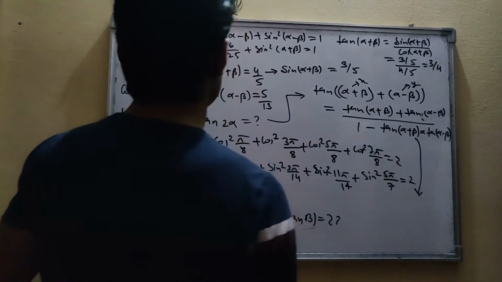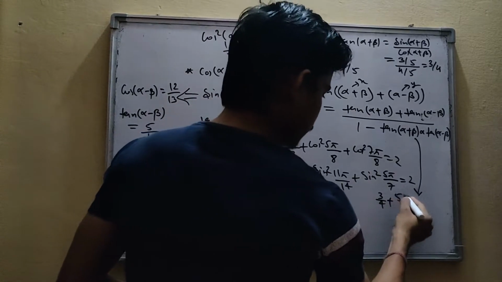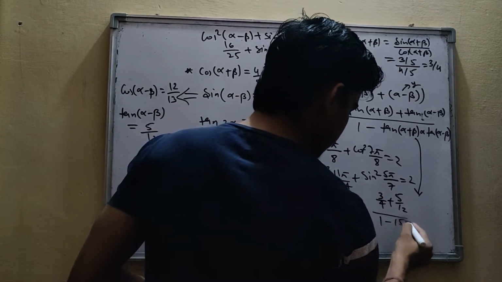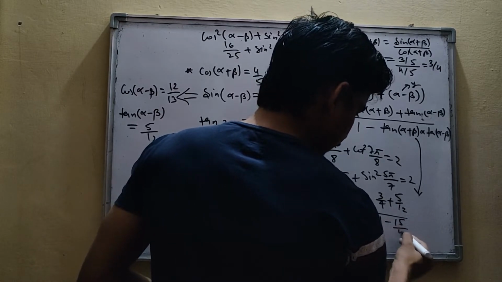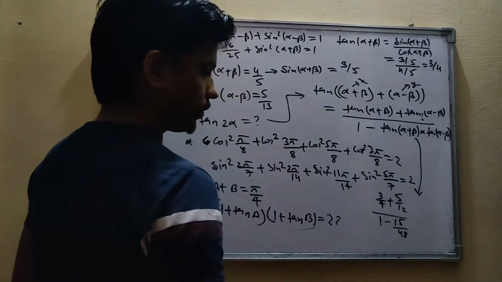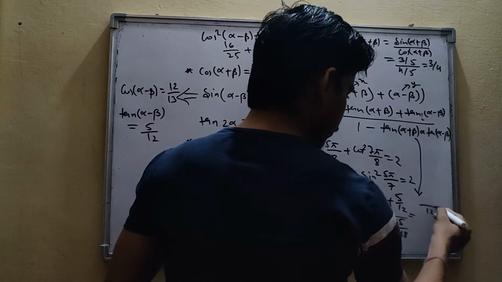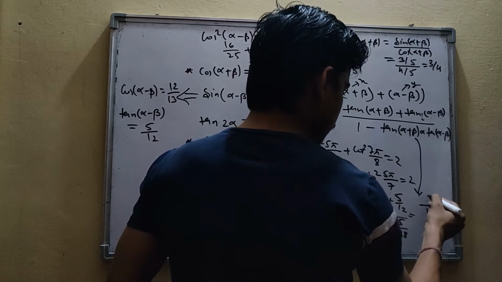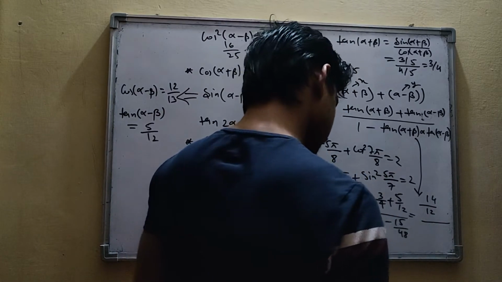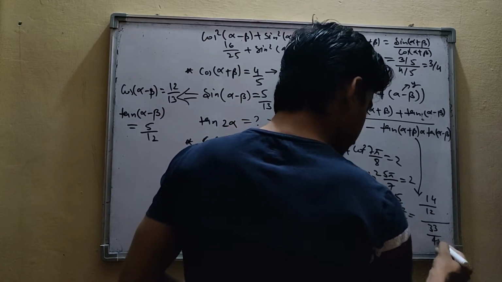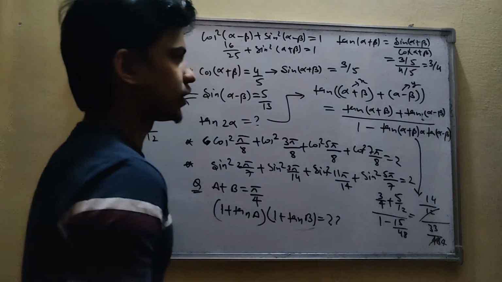Now tan(alpha + beta), what is tan(alpha + beta)? 3 upon 4. And this is going to be 5 upon 12, and this is going to be 1 minus 15 upon something like this, right? You can do this. Now if you try to solve it by this also, this will be 12, 14, and this is going to be 48 minus 5, 43, 33 by 48. So this is how you can do this, right? So now it is very easy. So after simplification, you are going to get this.